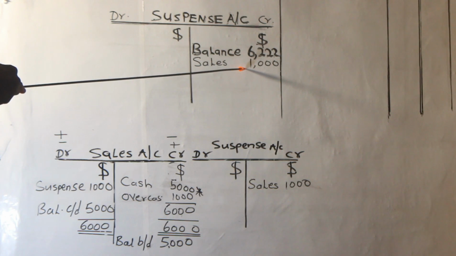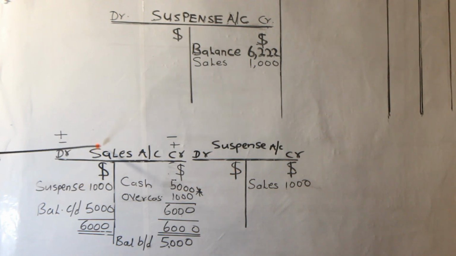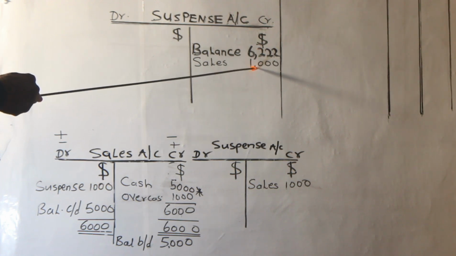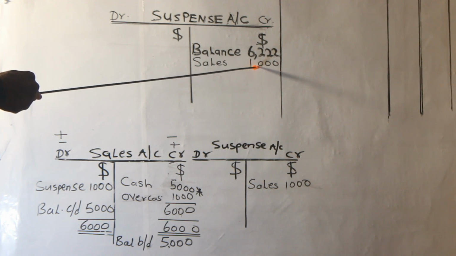But the logic is very simple. Once the Suspense account has been credited, what it means is that the sales account will be debited, and this is how we are going to journalize. The sales account will be debited with 1,000, while the Suspense account will be credited with 1,000. And this is exactly what we did in the journal, which represents our trial balance.